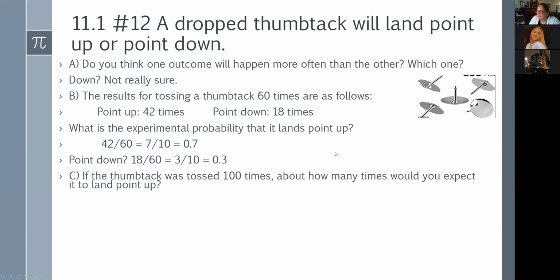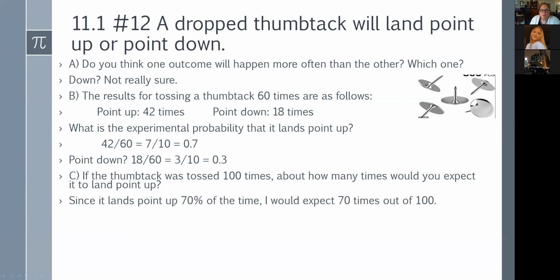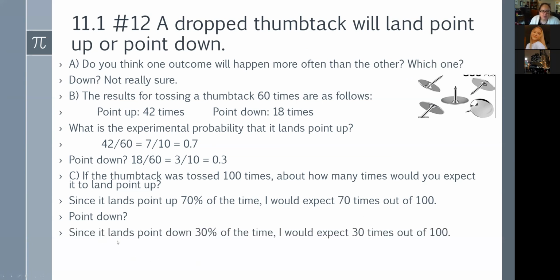Part C says, if the thumbtack was tossed 100 times, about how many times would you expect it to land point up? So we know that it lands point up 70% of the time. So we would expect 70 out of 100 times that it would land point up. How many times would we expect it to land point down? Well, it lands point down 30% of the time. So I'm going to expect 30 out of the 100 times it lands point down.